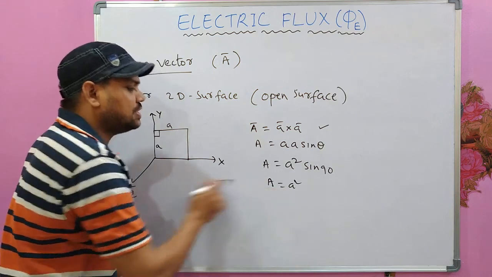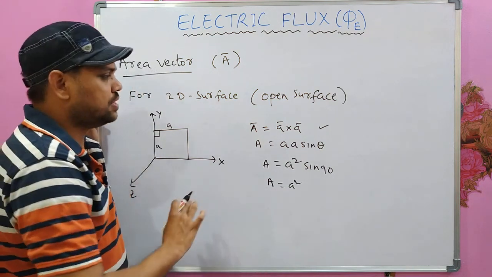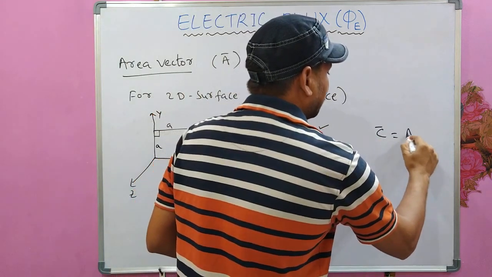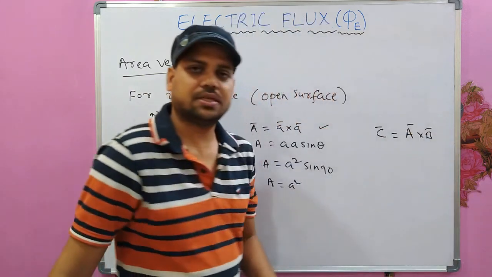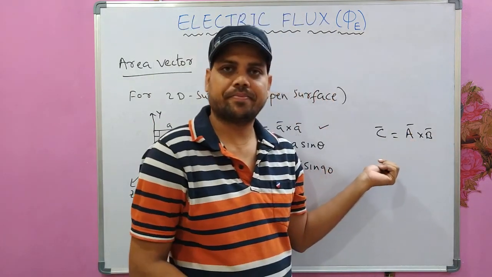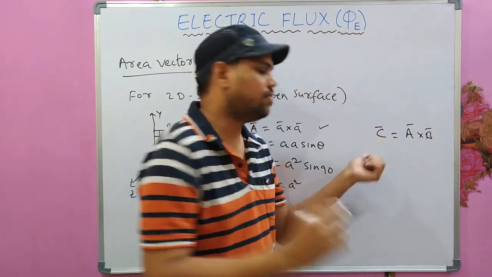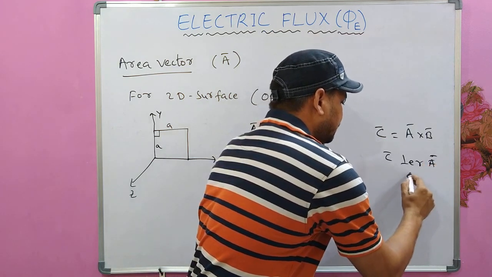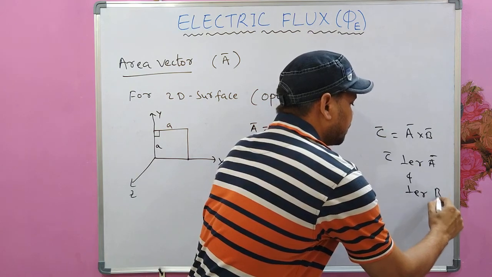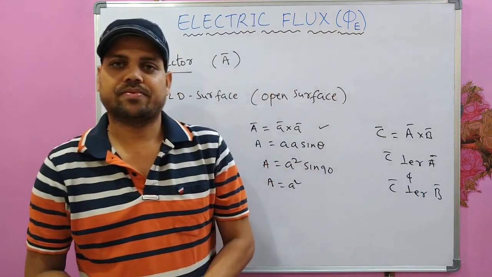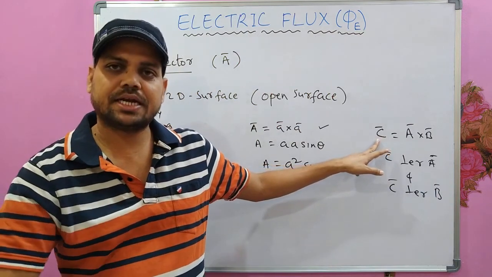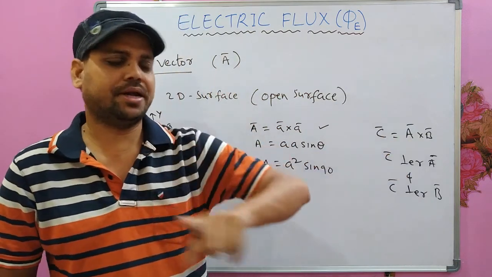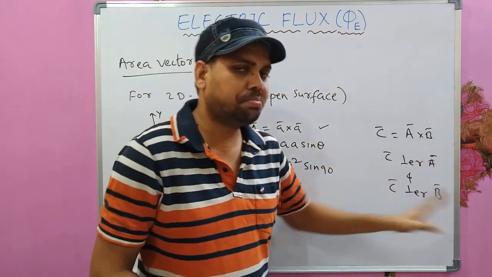But what is the direction of this? If you see any vector product, for example, if C bar is the resultant of the vector product of two vectors A bar and B bar, then the resultant vector is always perpendicular to A bar and perpendicular to B bar. If C bar is the resultant vector of A cross B, then C vector will be perpendicular to A as well as perpendicular to B.